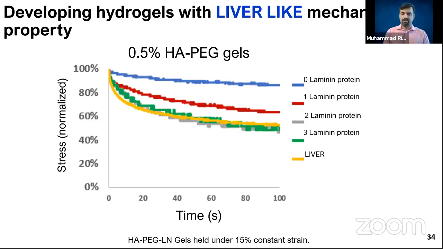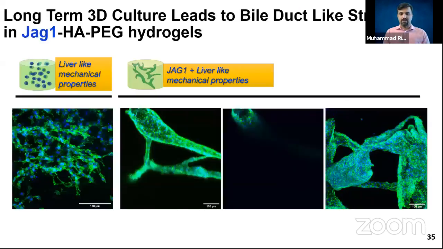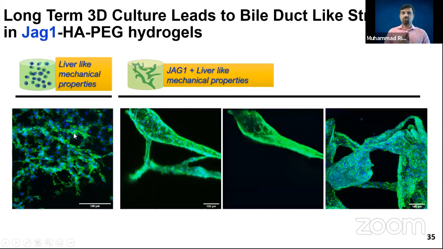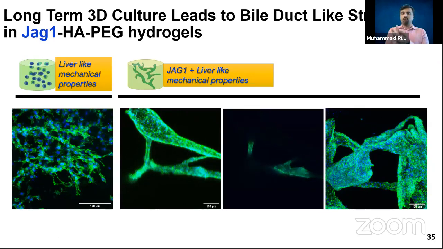Again, I'm skipping a lot of details here, but feel free to ask me questions. Okay, so we have developed this hydrogel, and when we do long-term 3D culture of bile duct cells in these hydrogels, we can really see the effect. Even though we have liver-like mechanical properties, when we don't have jagged signaling, we don't really see these tubular structures forming. So it's a synergistic effect of those biochemical signals and mechanical signals that then promote this bile duct formation.